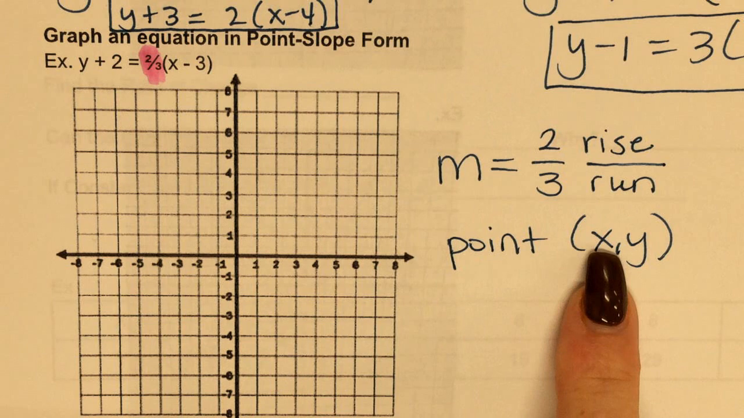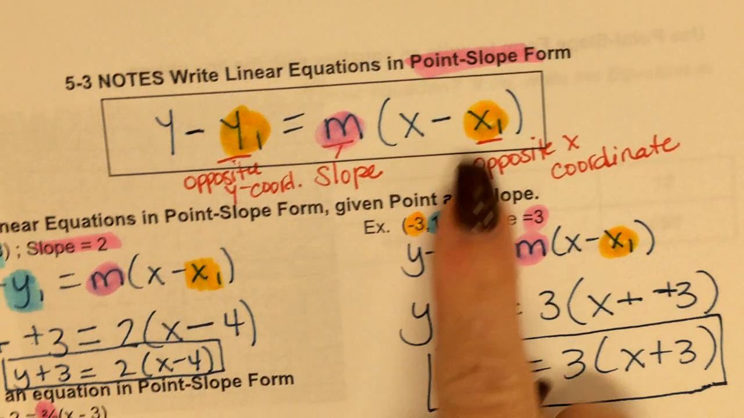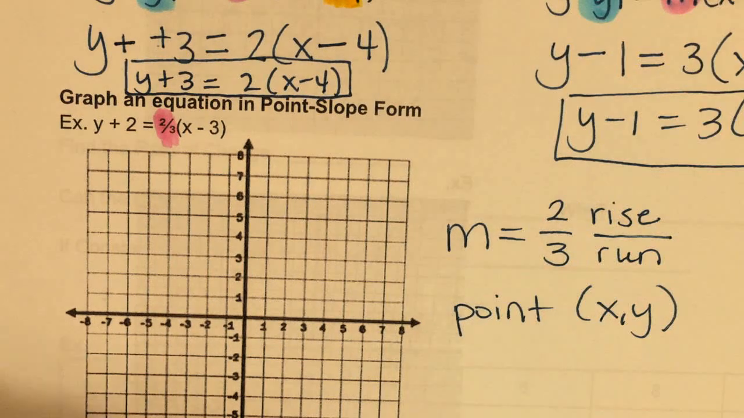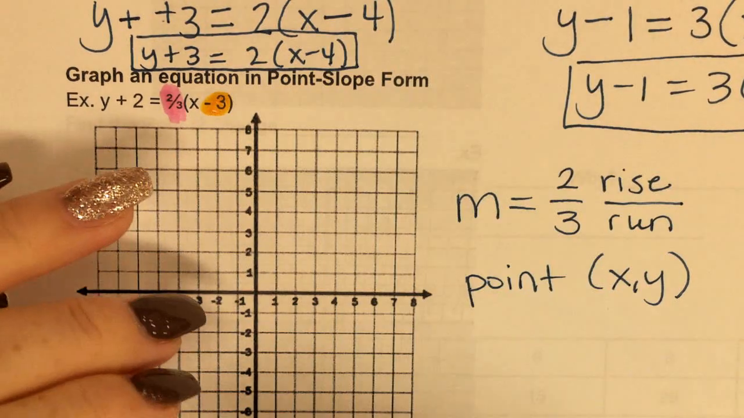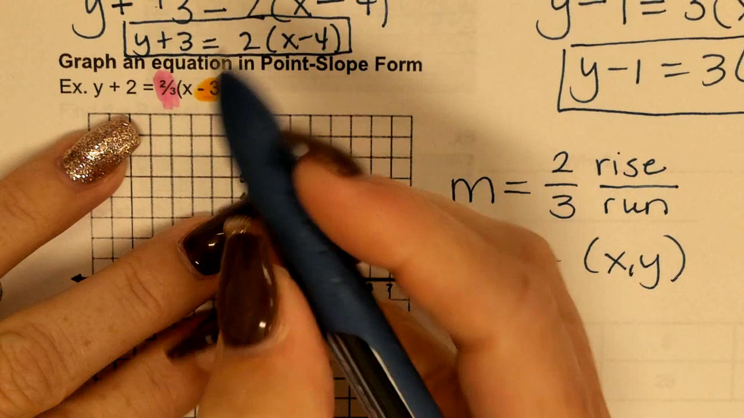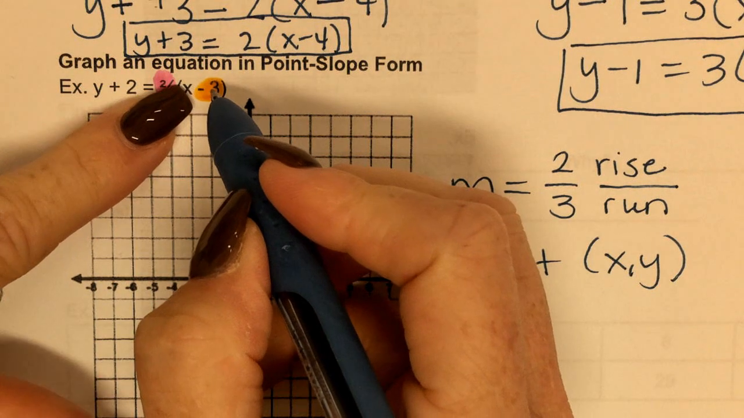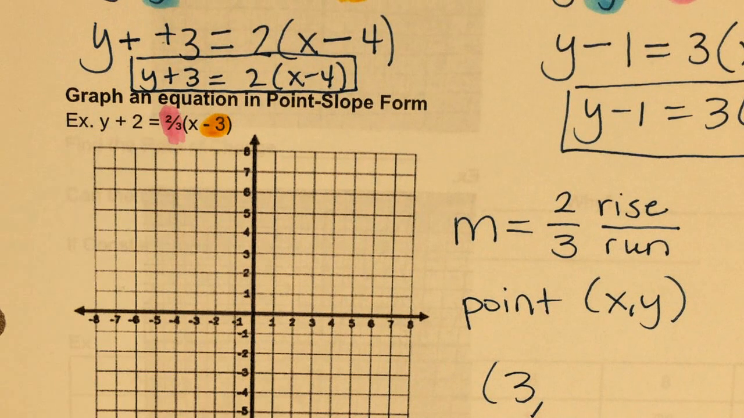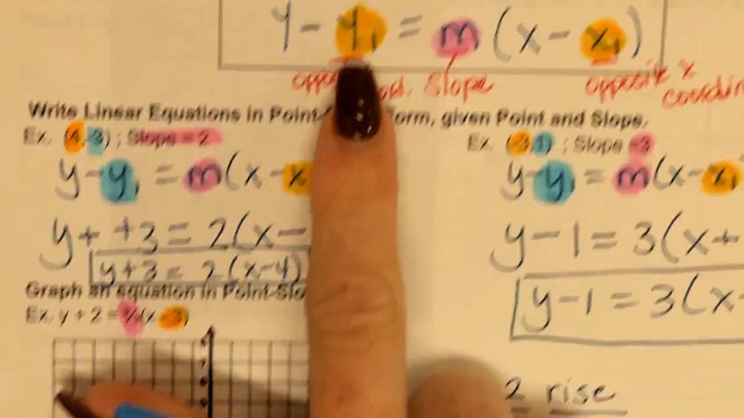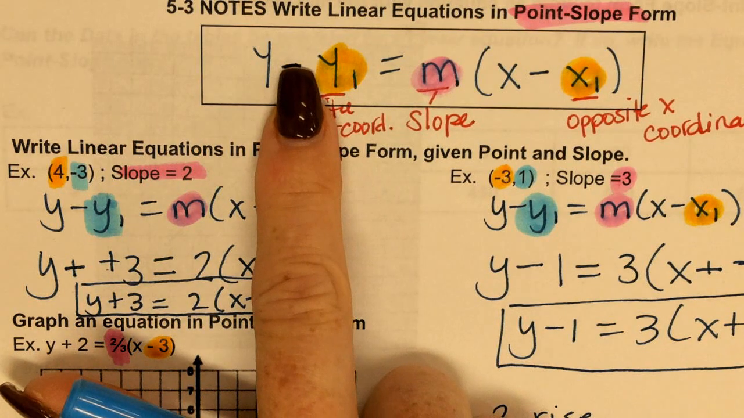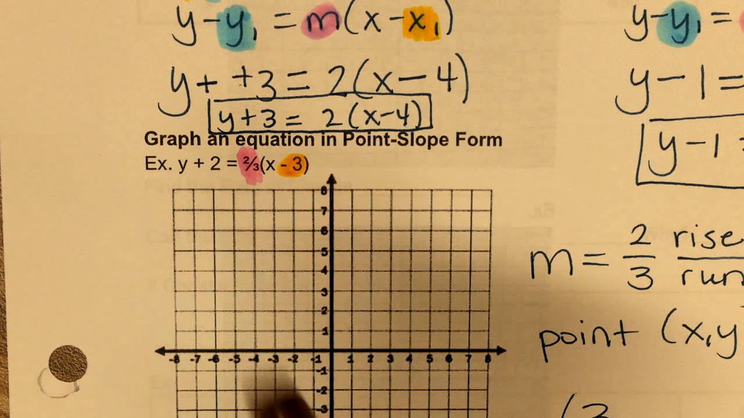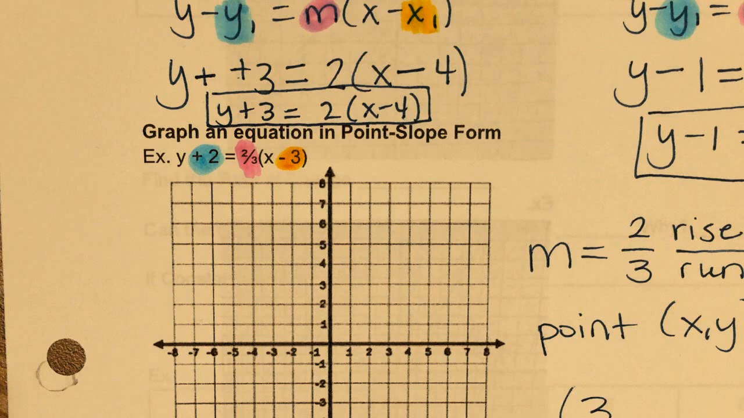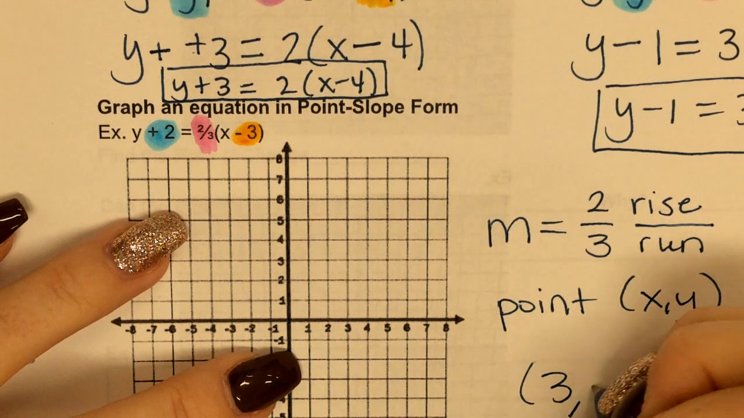Are y'all okay? In point slope form, this is the opposite of the x value. Yes? So this number is the opposite of the x value. So the x is not going to be negative 3, it's going to be positive 3. This number right here is the opposite of the y value. So what's the opposite of positive 2? Negative 2.